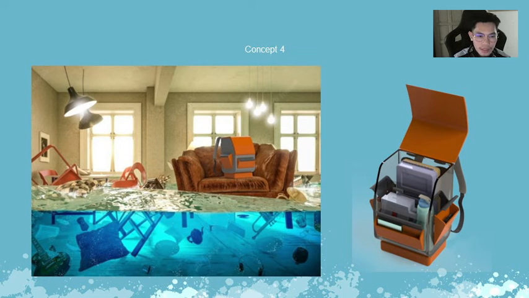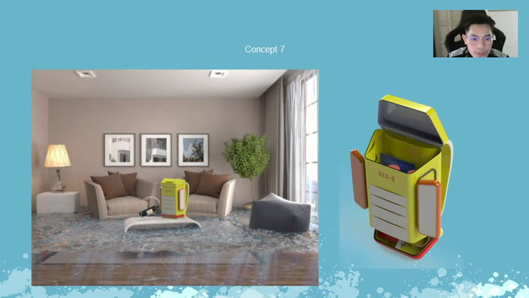Okay, now this is the 3D rendering for concept 4. Same as before, on the left of the slide is a scenery rendering, and on the right of the slide is the isometric 3D rendering. Now this is the 3D rendering scenery of concept 7 on the left side of the slide, and on the right side of the slide is the isometric view rendering.